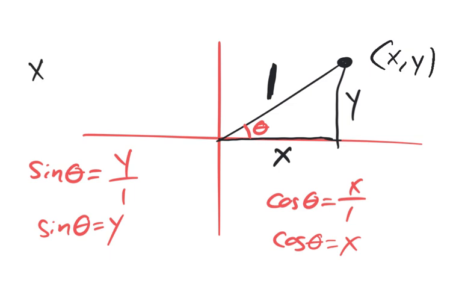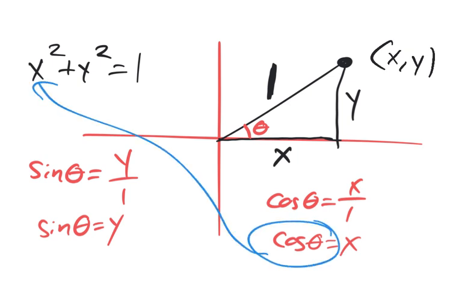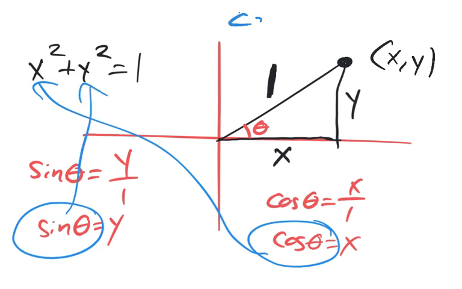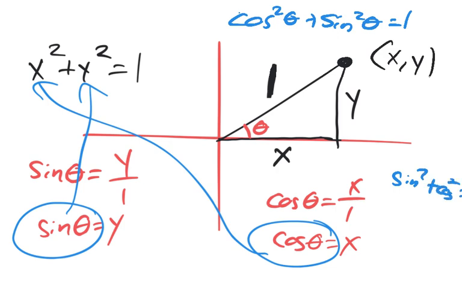Now what about the Pythagorean theorem? Well, the Pythagorean theorem says x squared plus y squared equals 1. But if x is just cosine and y is just sine, then I could say cosine squared plus sine squared equals 1. Or rearranged, you most of the time see sine squared plus cosine squared equals 1. It's just the Pythagorean theorem using the fact that cosine is the x value and sine is the y value, to get sine squared plus cosine squared equals 1.